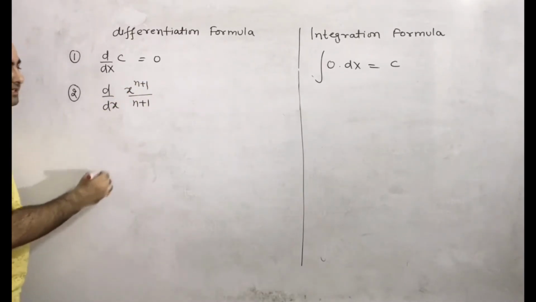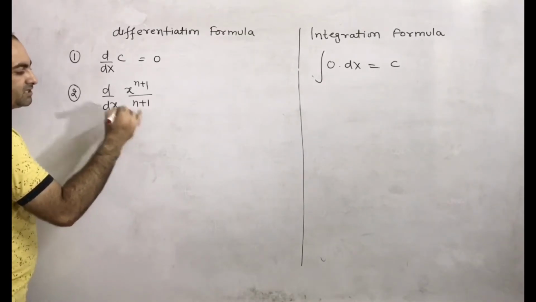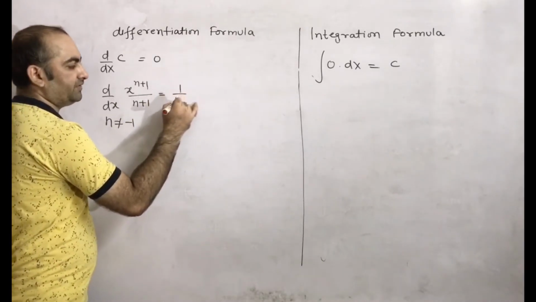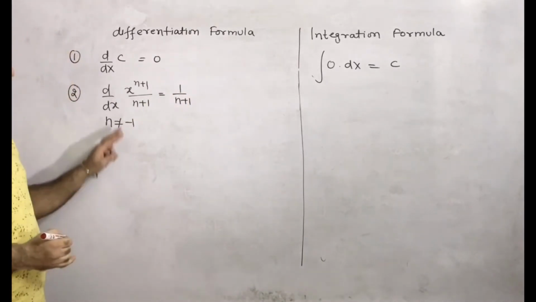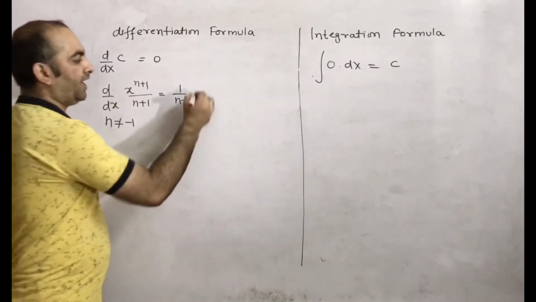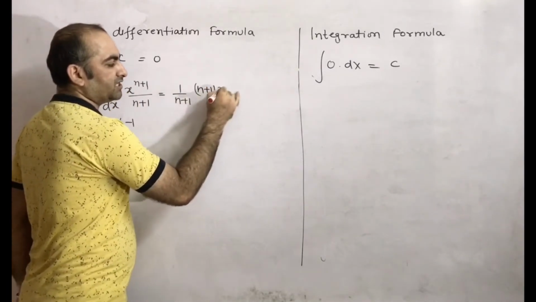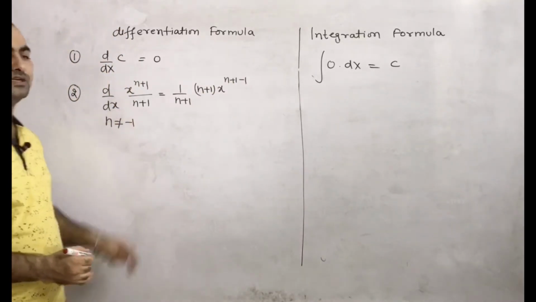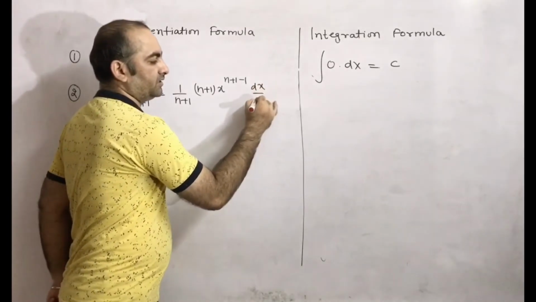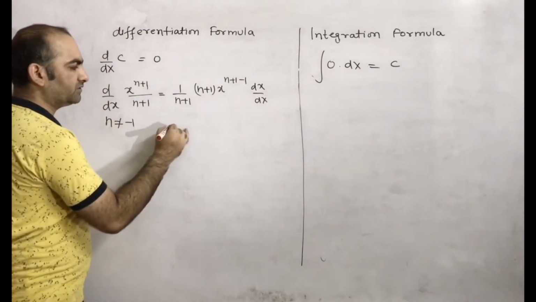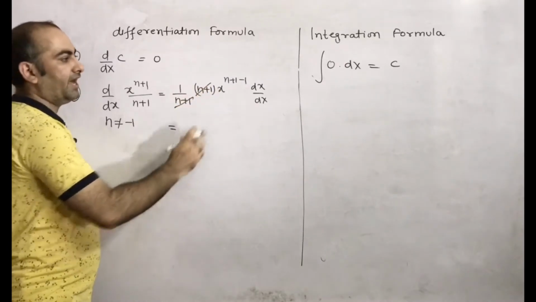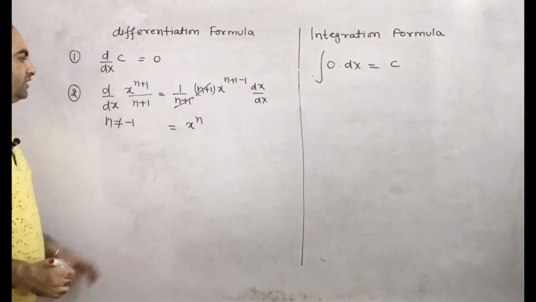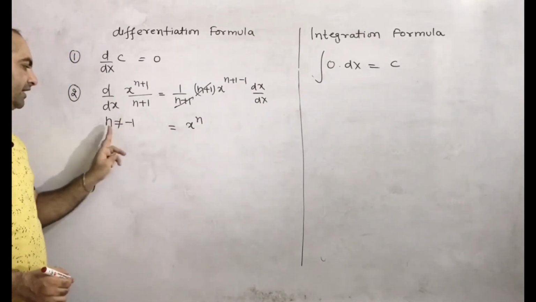Okay, second formula, d by dx of x power n plus 1 divided by n plus 1. So from here we can say that n should not be minus 1. Differentiation of this one is 1 upon n plus 1, which we can take outside. D by dx of x power n plus 1 is n plus 1 into x power n plus 1 minus 1, and differentiation of x is dx by dx, that is 1. So n plus 1 gets cancelled. X power n plus 1 minus 1 is x power n. So differentiation of this one is x power n, where n should not be minus 1.